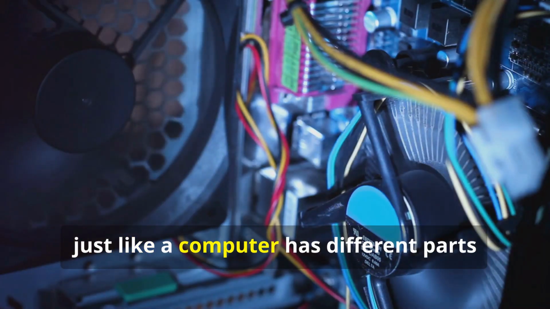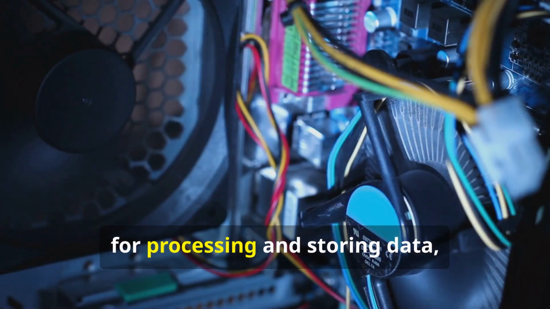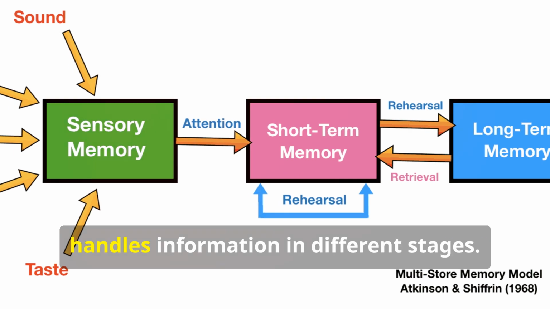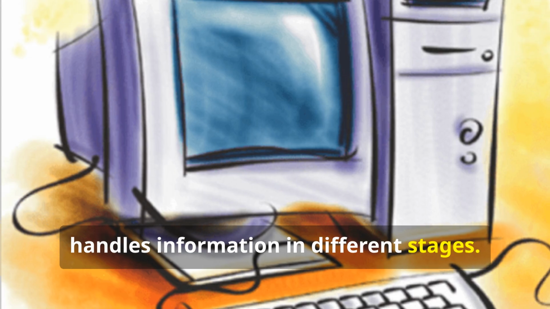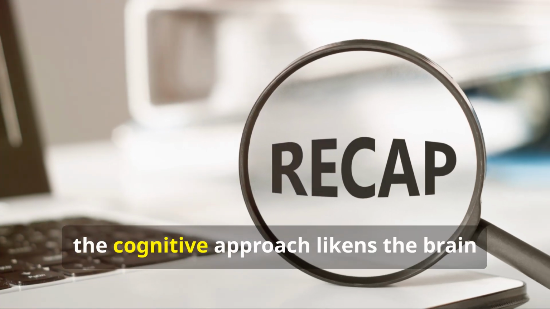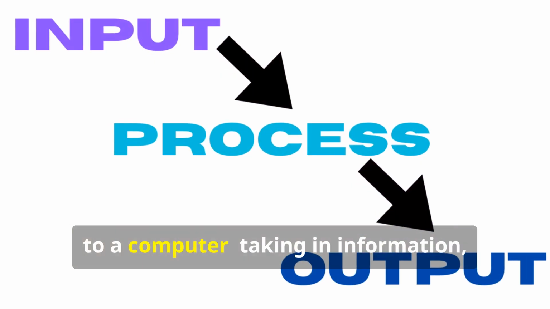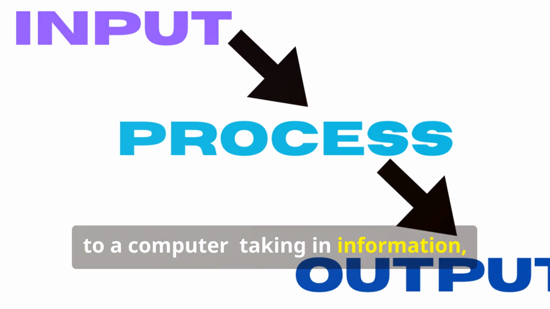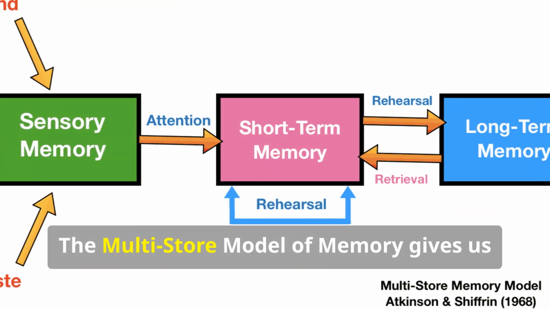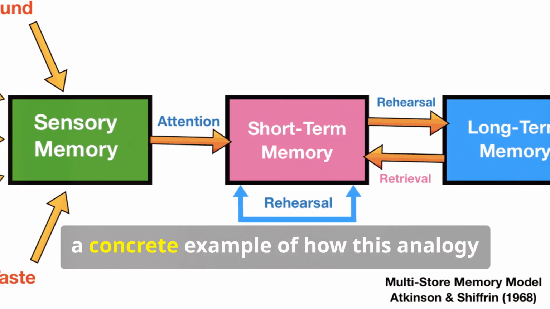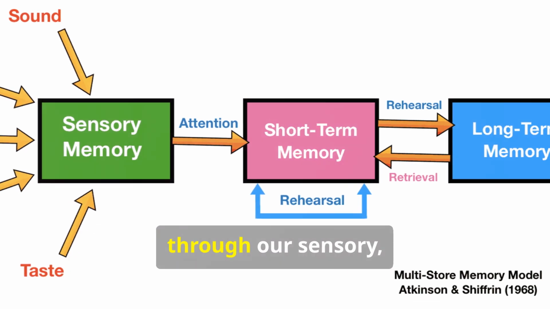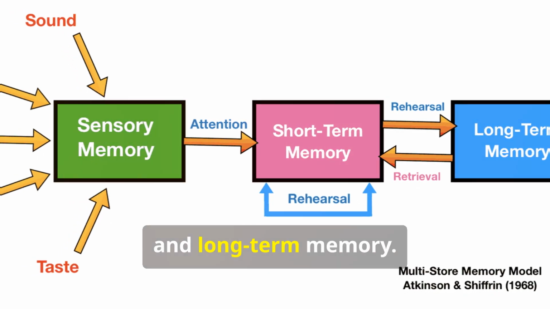So, just like a computer has different parts for processing and storing data, the multi-store model shows how our brain handles information in different stages. And that's the essence of the computer analogy. To recap, the cognitive approach likens the brain to a computer, taking in information, processing it, and generating an output. The multi-store model of memory gives us a concrete example of how this analogy works, showing how we move information through our sensory, short-term, and long-term memory.